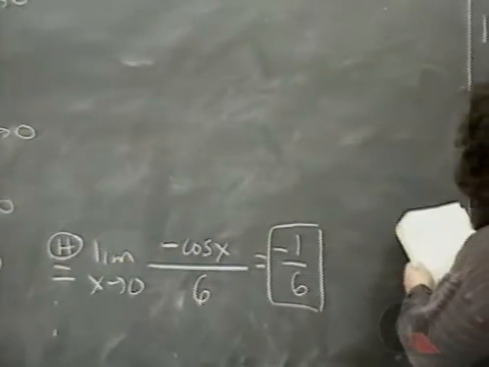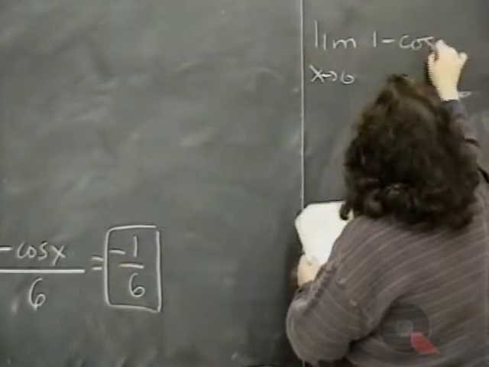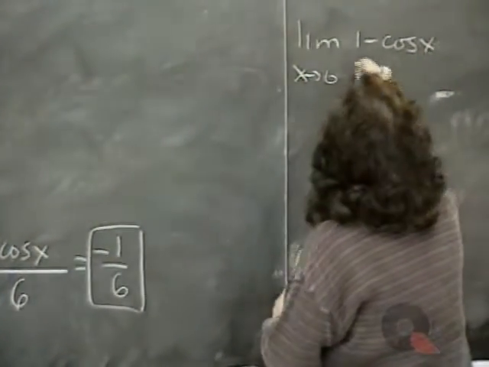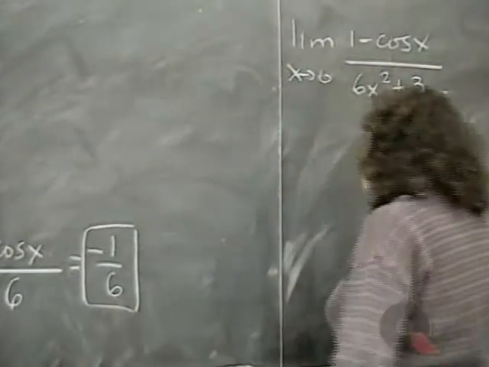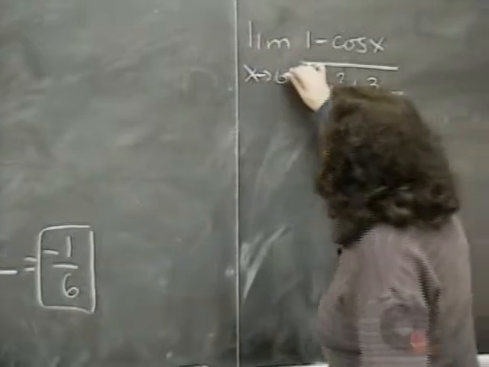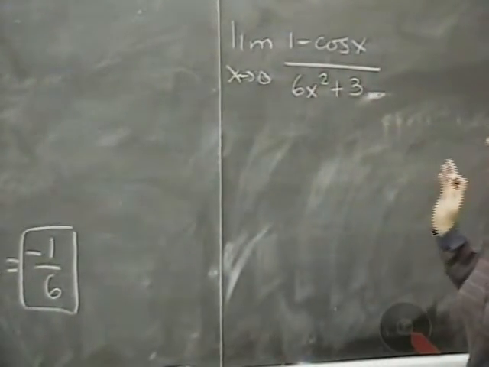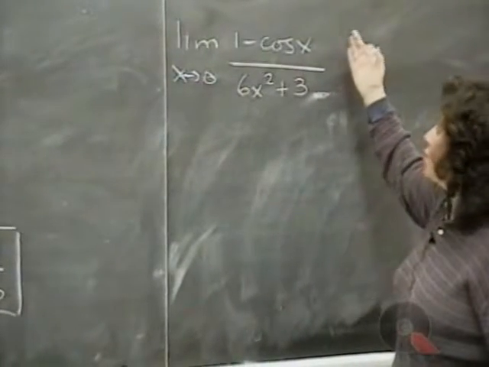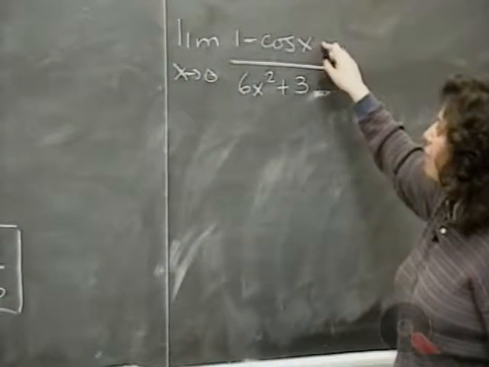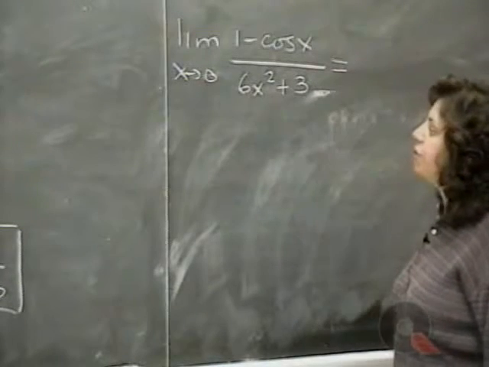If the problem is the limit as x approaches 0 of 1 minus cosine x over 6x squared plus 3, there's a tendency to use L'Hopital's rule even when it's not appropriate, because you've sort of gotten into the habit. You may only use L'Hopital's rule if it's a 0 over 0 form. In this particular case, yes, the top is approaching 0, but the bottom isn't. This can be evaluated simply by substitution.